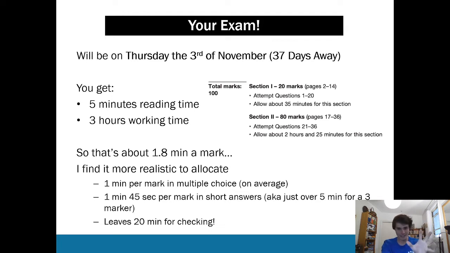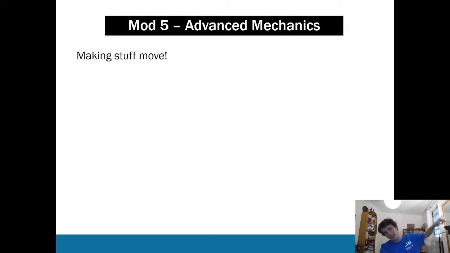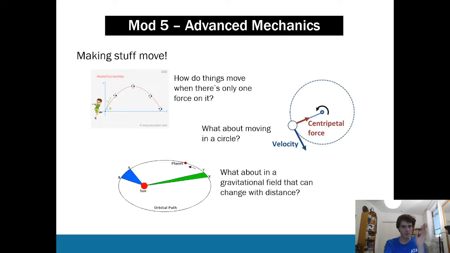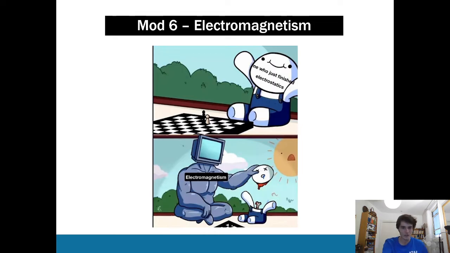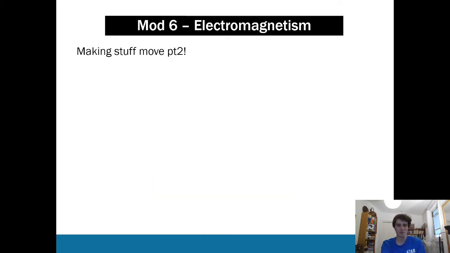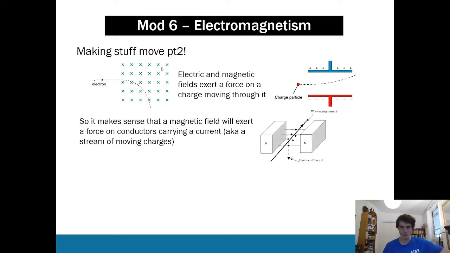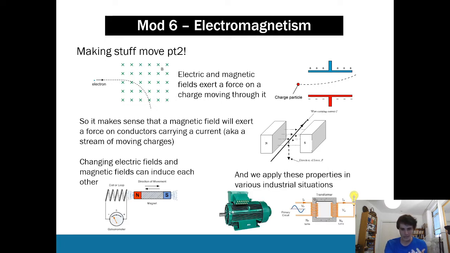Okay, so that's what your exam is. Let's take a look at what's actually going to be inside it. So all the way back in module 5, advanced mechanics, we looked at making stuff move, right? We've got projectile motion, we've got centripetal motion, we've got motion in a gravitational field. Then in module 6, we looked at electromagnetism, which was basically just making stuff move even more. So electric fields cause parabolic or projectile motion, magnetic fields cause circular motion. We have forces on current carrying conductors and forces on single particles. We combine those in funky ways, and that allows us to actually use things like motors and generators and transformers and electromagnetic braking and do a whole bunch of cool things like that.